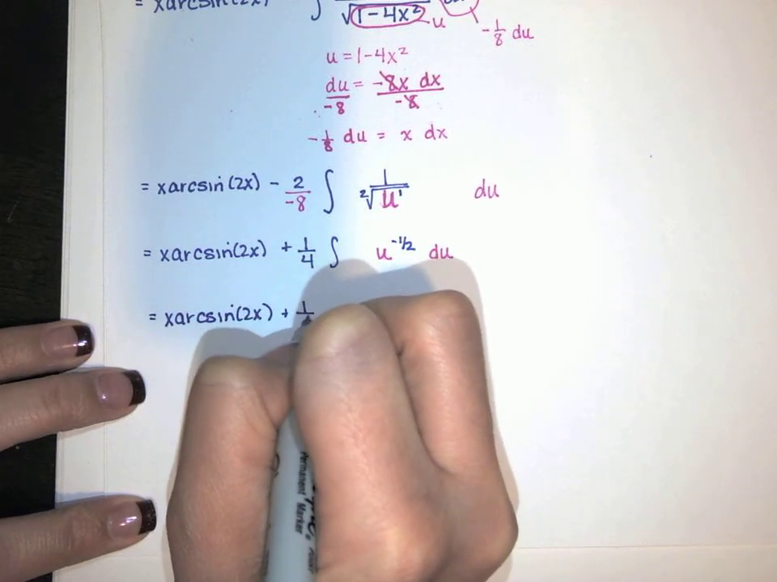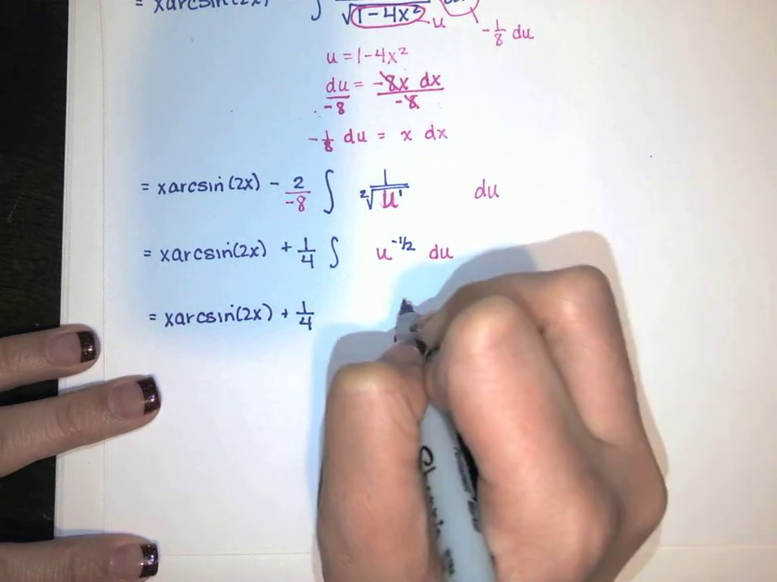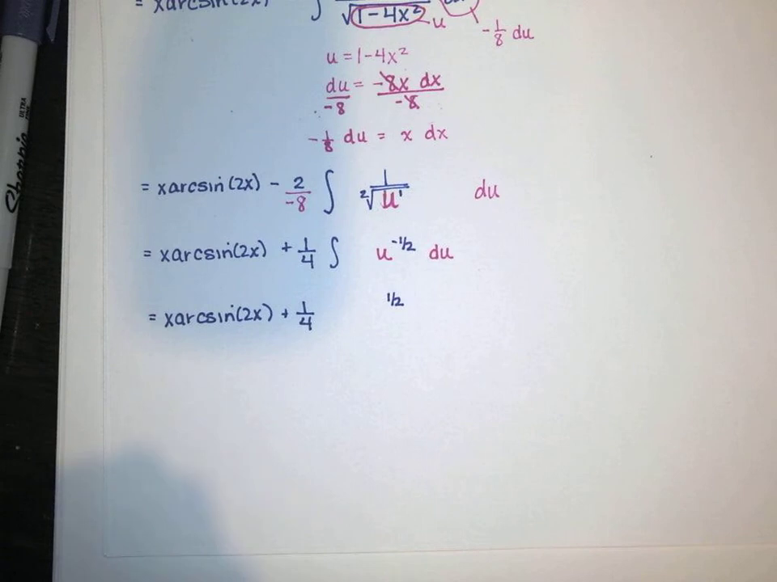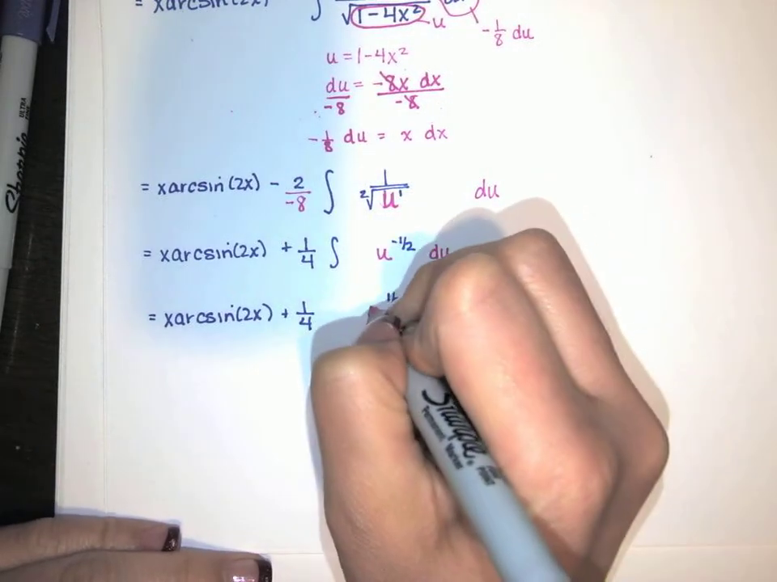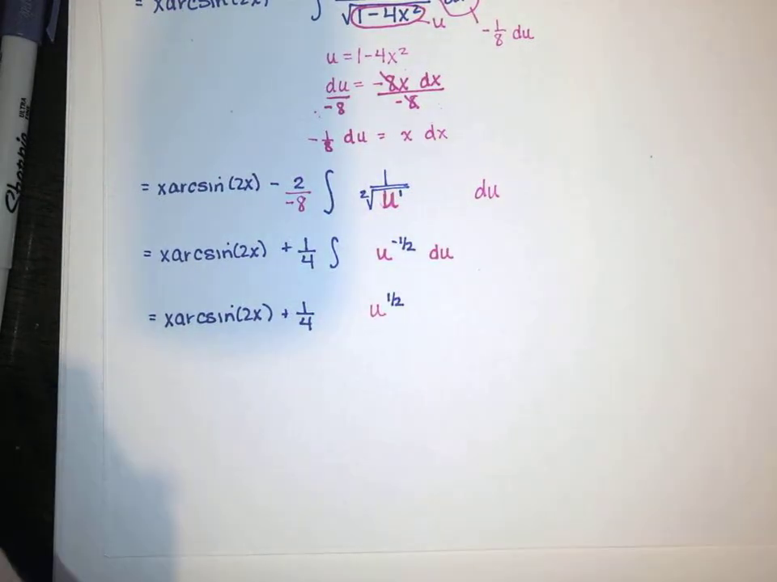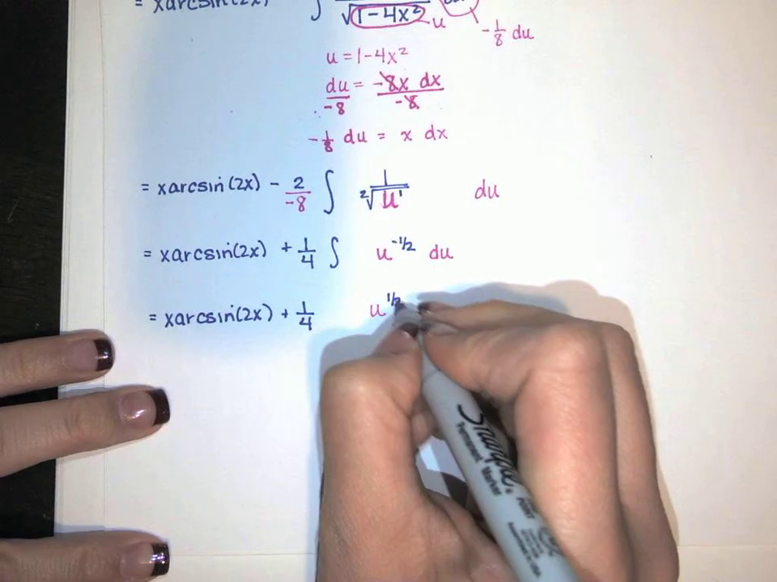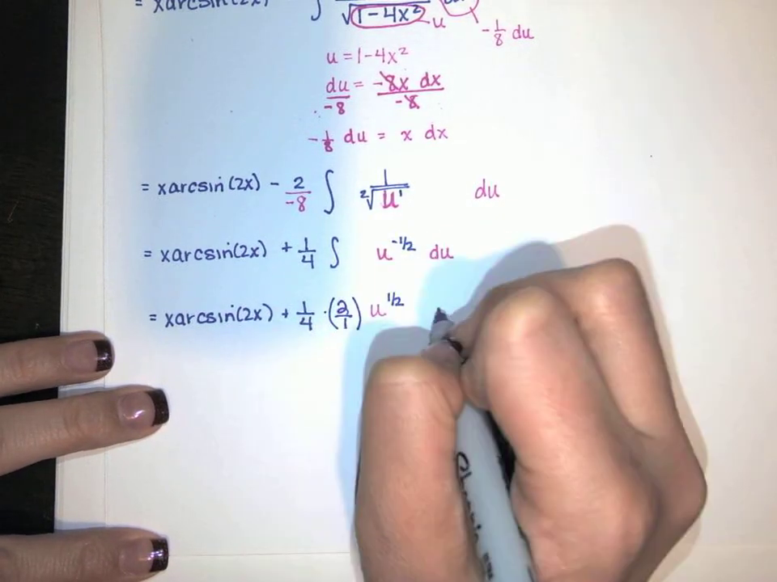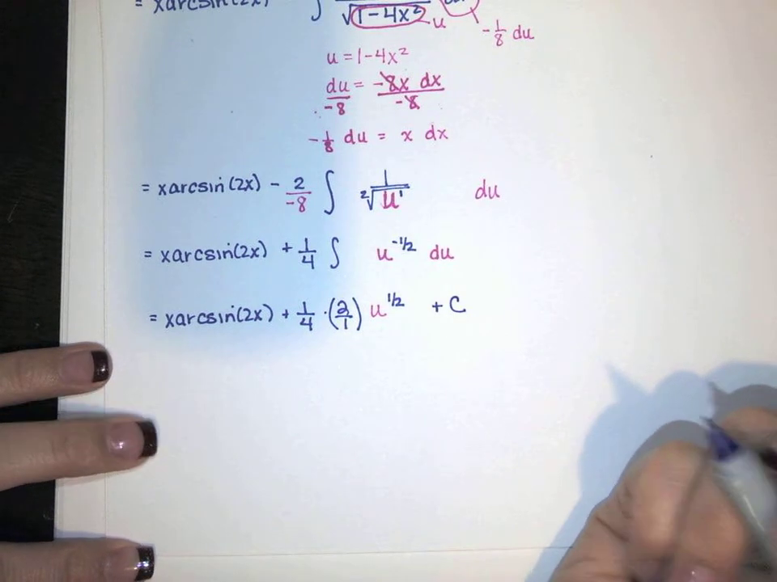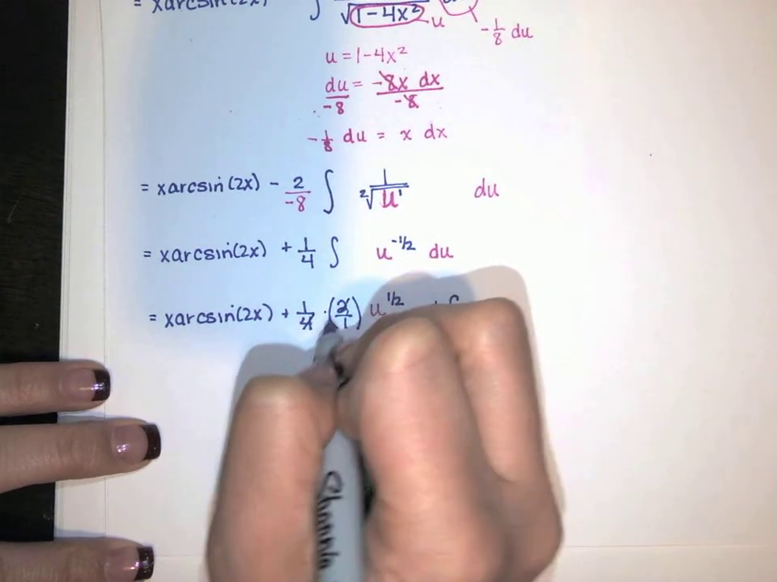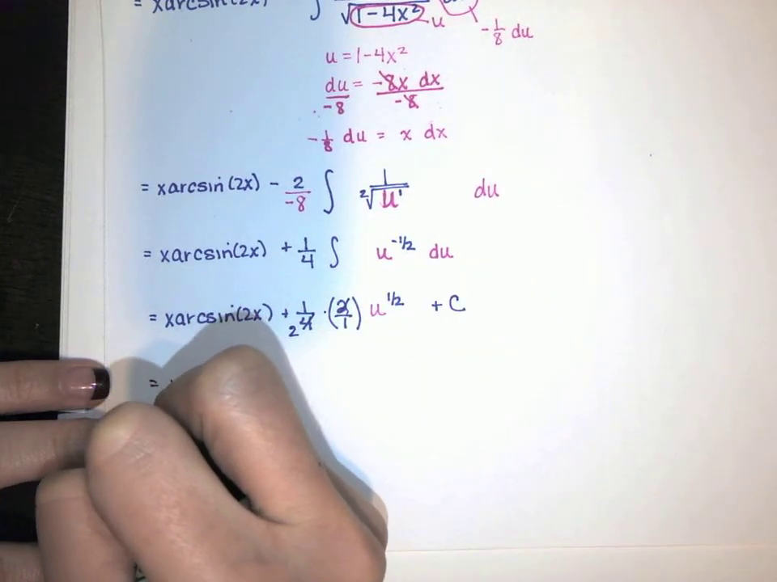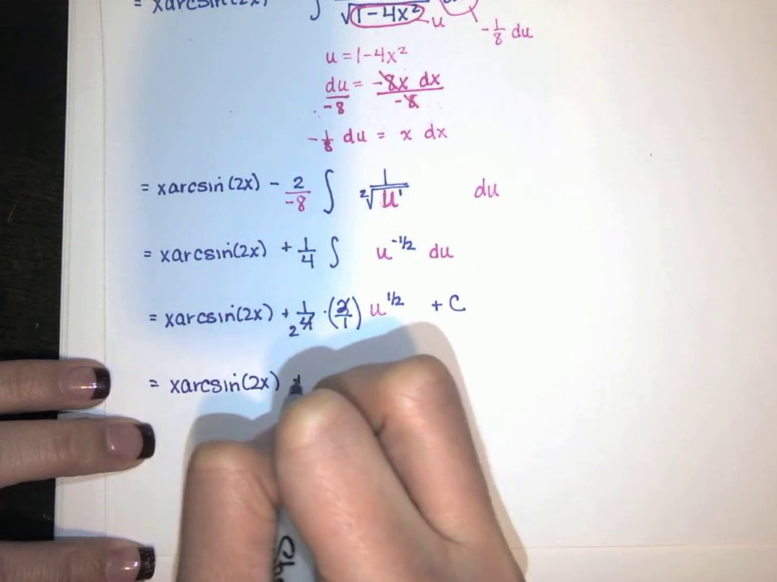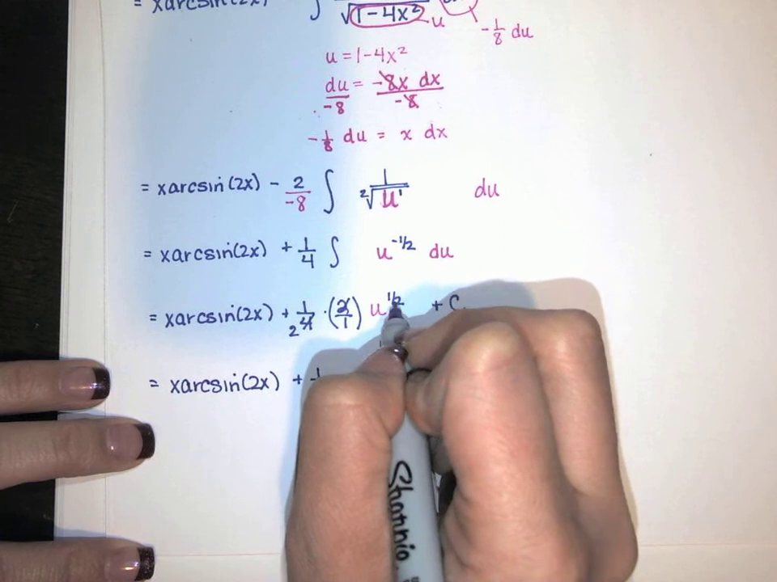All right. So how do we handle this? We're going to add 1 to the exponent. Negative 1/2 plus 1 is 1/2. And then we divide by the new exponent. Dividing by 1/2 is the same as multiplying by 2 over 1. Don't forget your plus c. That simplifies to 1/2. So we get x arc sine of 2x plus 1/2, and that's a square root of u.